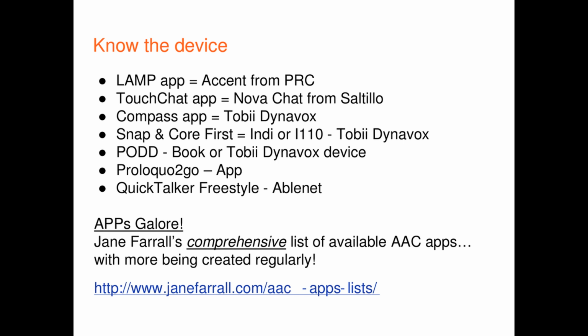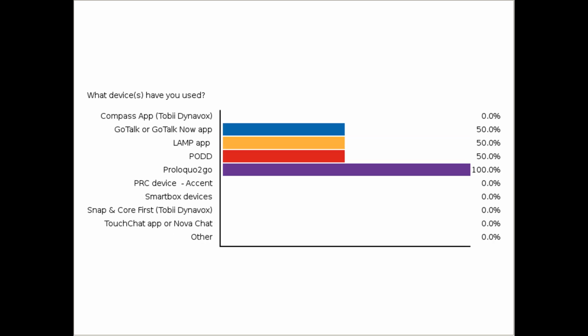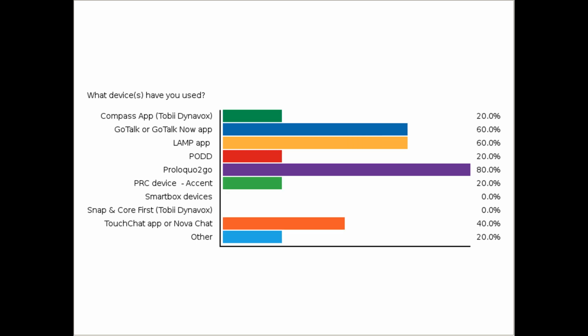On the bottom, I put a link for Jane Farrall's communication site. This is like every single communication app there is. So if you're looking for options, that's a good place to go. So really quickly, since there's not a lot of time left, I'm sorry, what devices have you used? What are you working with? Go ahead and click on this if you're still around. So got some Proloquo2Go, some LAMP apps. There we go. Okay. Yeah, there is a lot of variety in here.